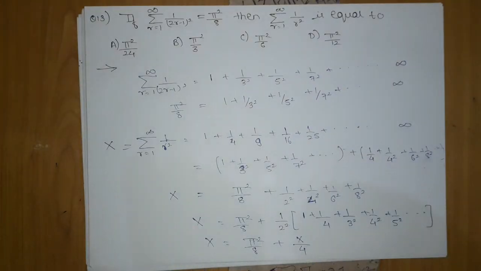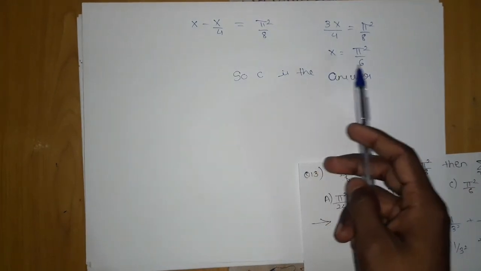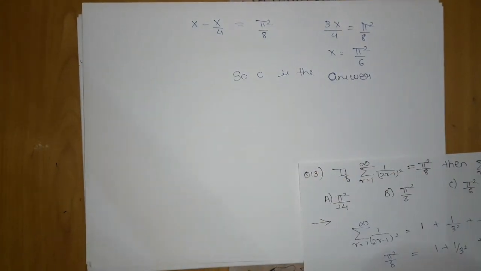So this is how we analyzed it. 1 by 2 square you will come to by experience of doing different problems. Then we got x equals pi square by 8 plus x by 4, and then we moved it to that side, and we came to know that x is nothing but pi square by 6. So C is the answer.